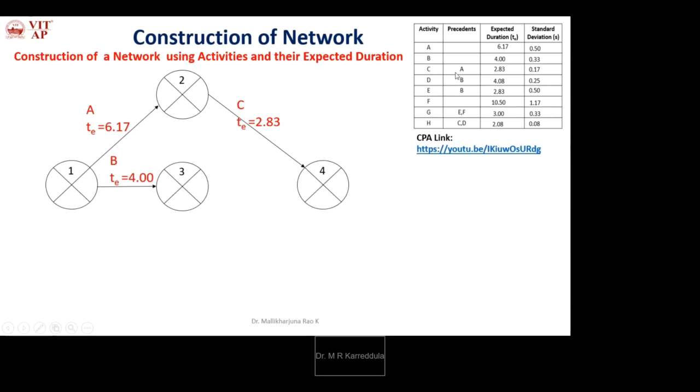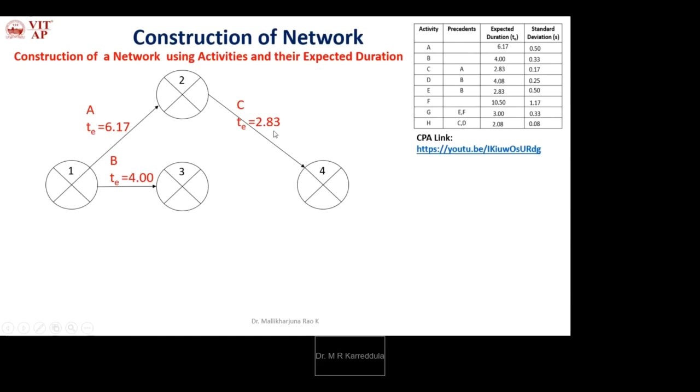Now D. While representing D, we need to check whether it is having any precedent. Yes, it is having a precedent. What is the precedent? B. Now we need to check whether D is the precedent for any other activity. Yes, D is the precedent for H. So we need to check whether it is ending alone or ending along with any other. Yes, it is ending along with C. So we need to represent D along with C.